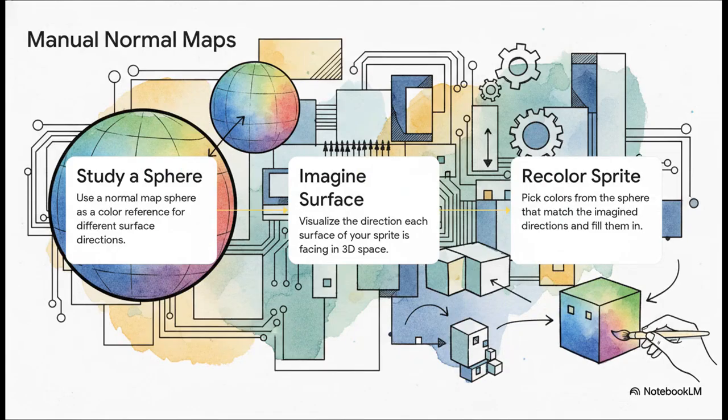And here's the wild part. You can even make these by hand. You start with a reference sphere that basically acts as your color palette, showing you which color corresponds to which direction. Then you just look at your sprite, imagine its 3D surface, and you paint it with the colors from that sphere. A surface angled up and to the right, you paint it with that greenish color. A surface facing straight at you, you use that bluish color. It definitely takes some practice, but it gives you incredible artistic control over your game's lighting.